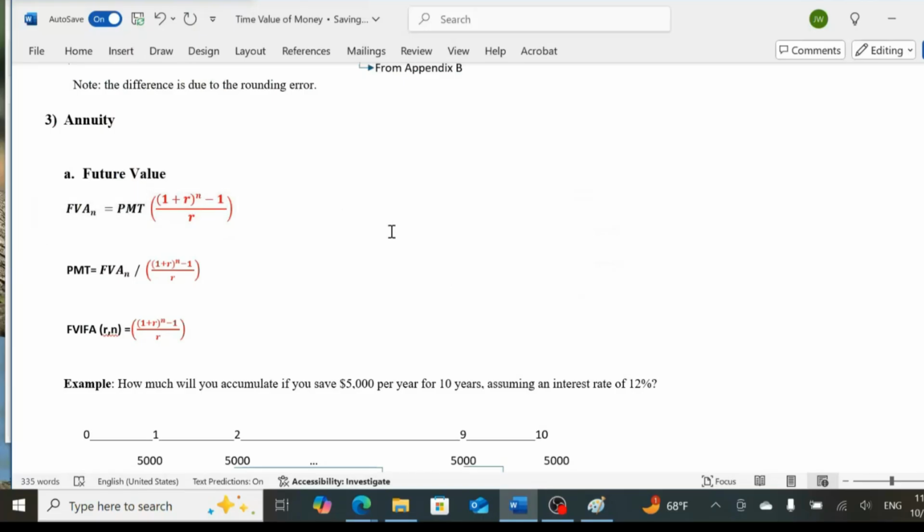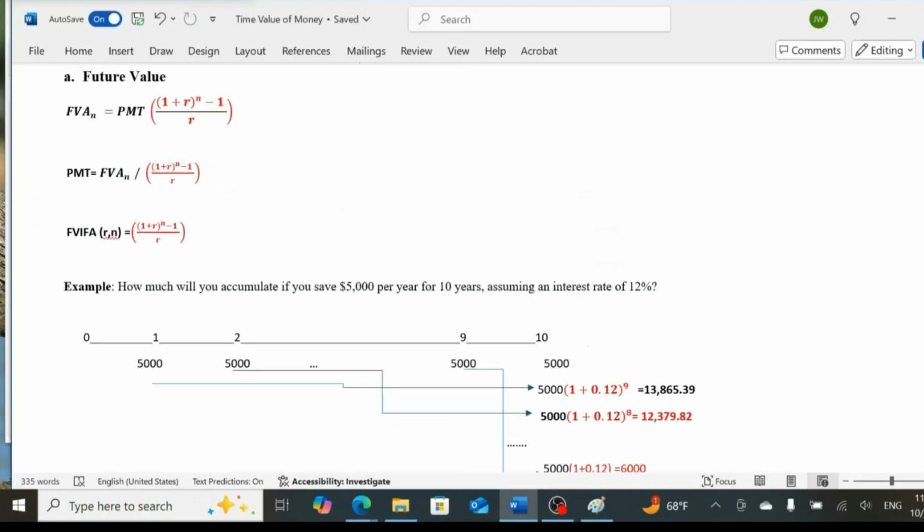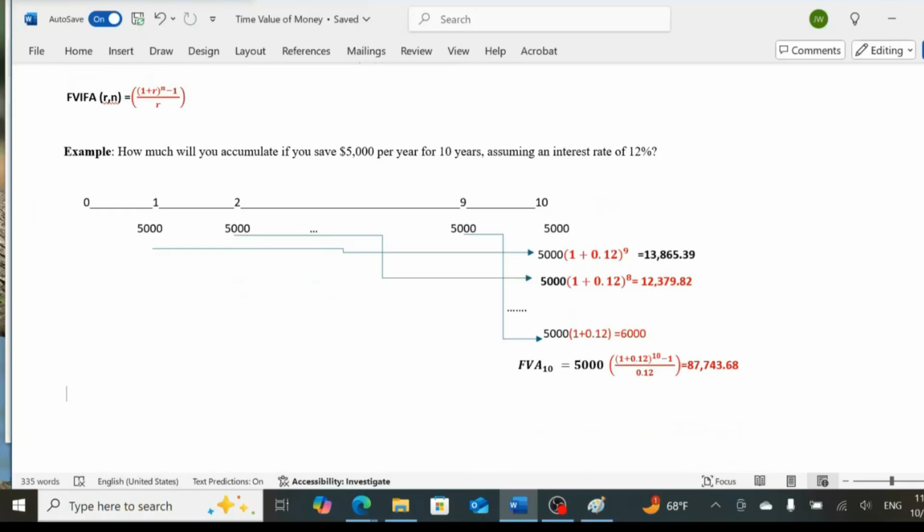With the future value annuity formula, you can solve problems like if you save an equal amount year by year, how much money you accumulate in the future. Of course, the interest rate needs to be given. So if you save $5,000 each year for the next 10 years, if you can earn 12%, you'll end up with more than 80,000. You end up with 87,743.